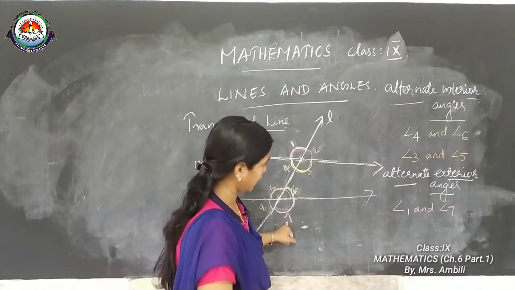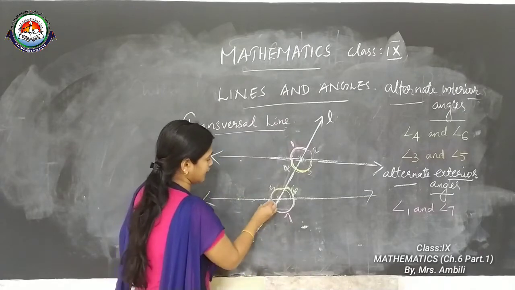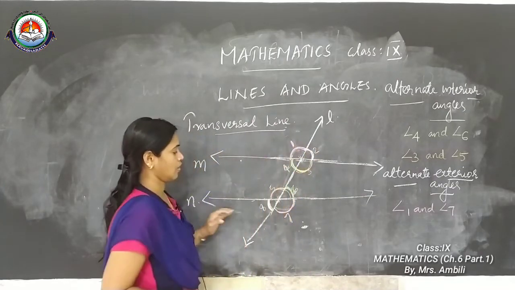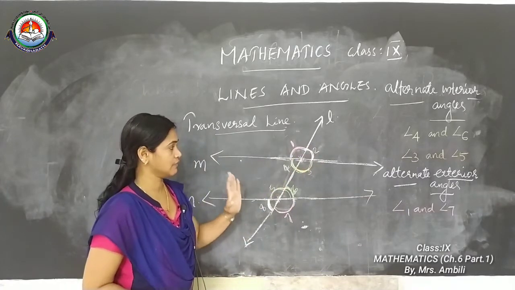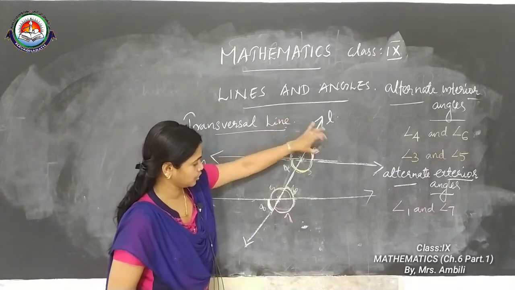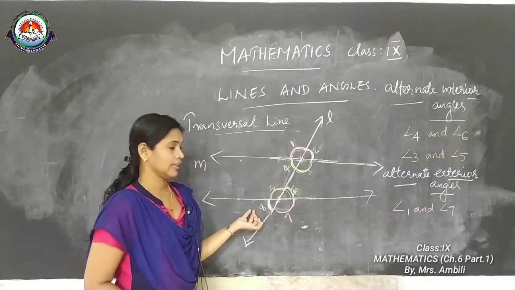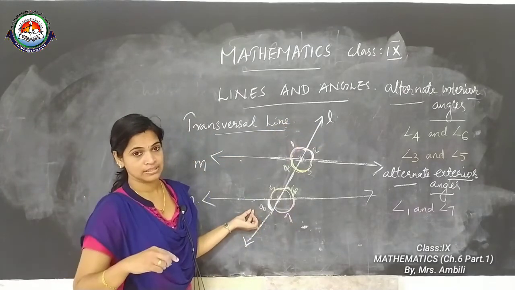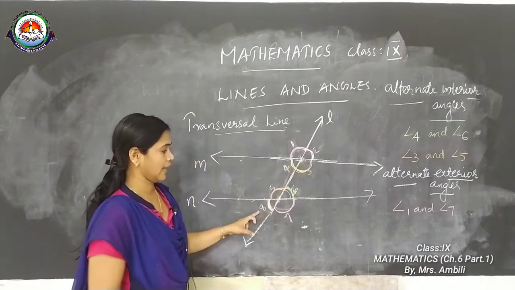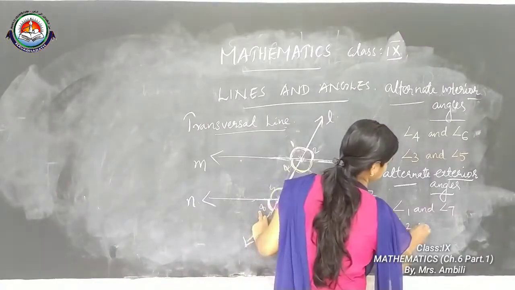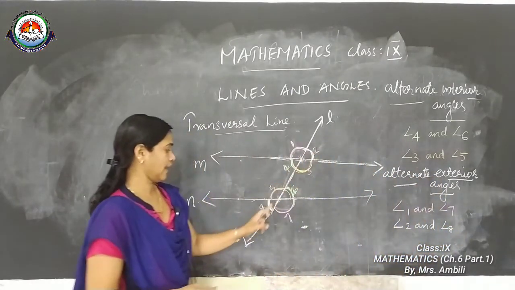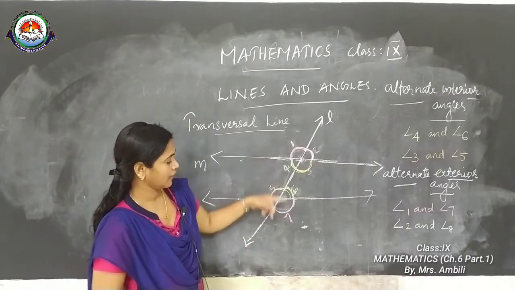What is the next pair? Angle 8 and angle 2, alternate exterior angles. We know what the exterior angles are. Angle 1, angle 2, angle 7 and angle 8 are the exterior angles. Okay. So alternate exterior angles means angle 2 and angle 8, and angle 1 and angle 7.